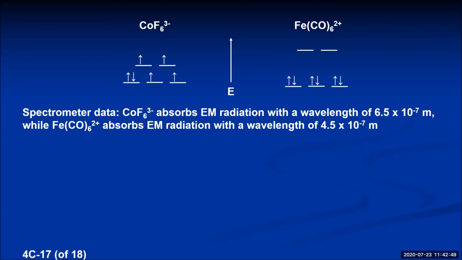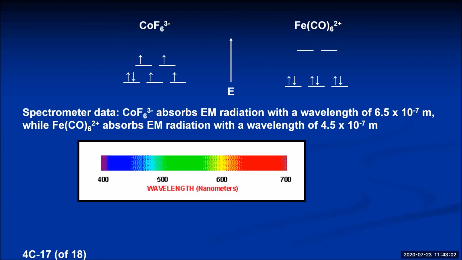If you take the second complex, put it in a cuvette, and place it in the spectrometer, a full spectrum graph will show that its peak absorbance is 4.5 times 10 to the minus 7th meters, or 450 nanometers. So if you know that, we can predict what color each of these substances would be theoretically, and then see if it matches experimentally.